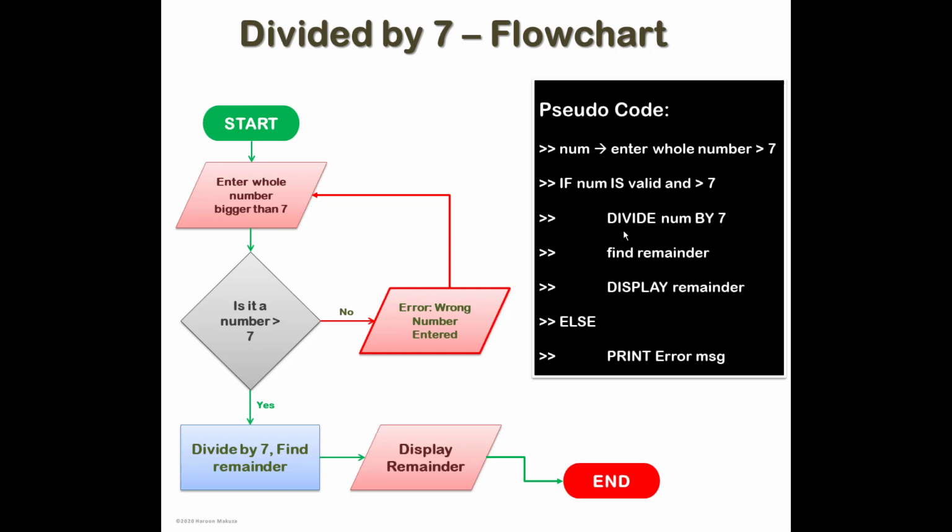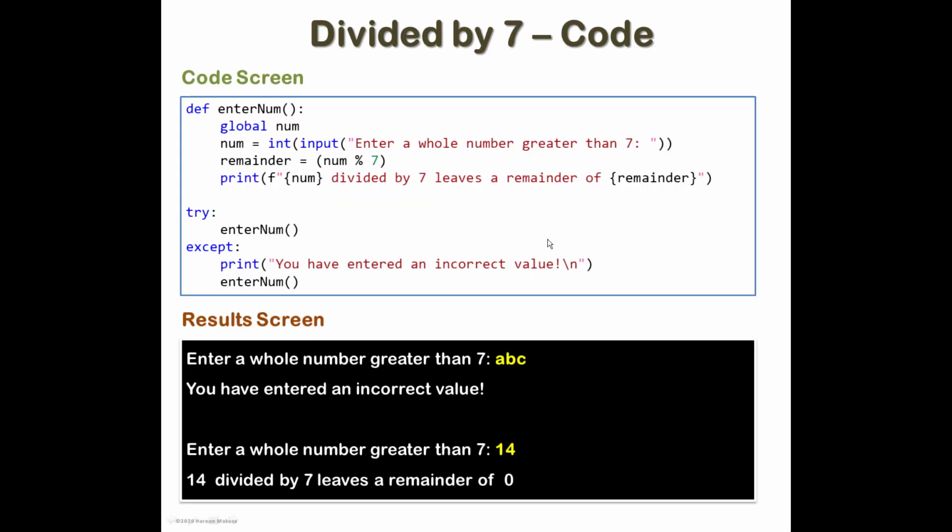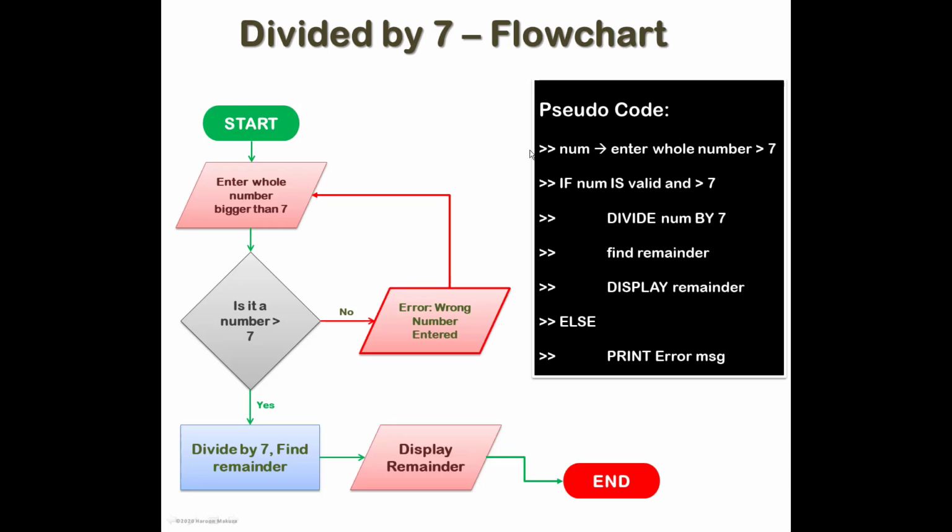You can also use some symbols. Ignore all these double arrows. These in Python are used just to show the start of a line, but they don't mean anything. They're always ignored. In pseudocode, we say the first number, we call it num, is equal to enter whole number, which means enter a whole number that is greater than 7. That's the first instruction you get.